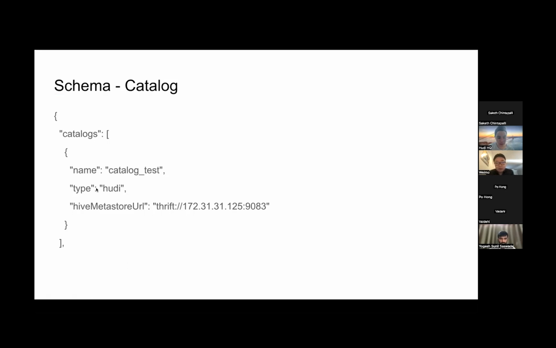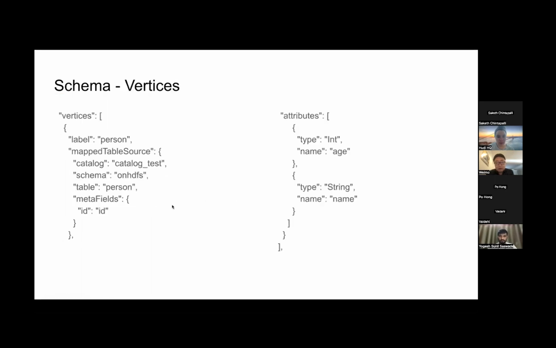For example, here we specify that the type of the catalog is Hudi, and the URL of the Hive metastore is like this. And then we just need a mapping for vertices. For example, the vertex type is person, and then we map it to the table person on HDFS, and the ID of the vertices is mapped to the ID column of the person table. And we also have a mapping of the attributes, which type and which name inside Hudi.